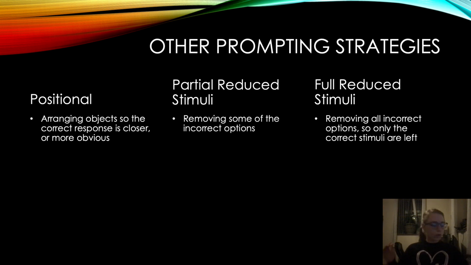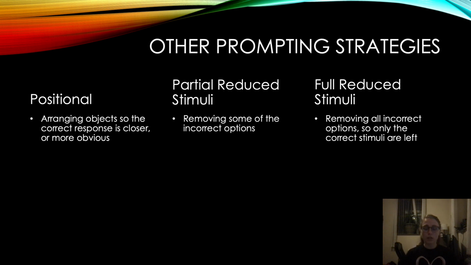And then there's partially reduced stimuli. So maybe you originally have 5 colors sitting out and you partially reduce the stimuli and you only have 3 for them to differentiate between. So now instead of having to differentiate between red, orange, yellow, green, and blue, they only have to differentiate between orange, green, and blue.